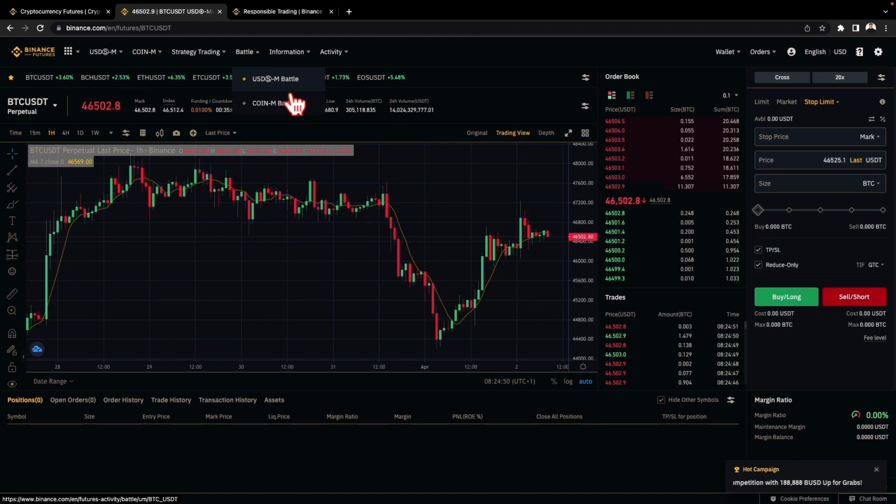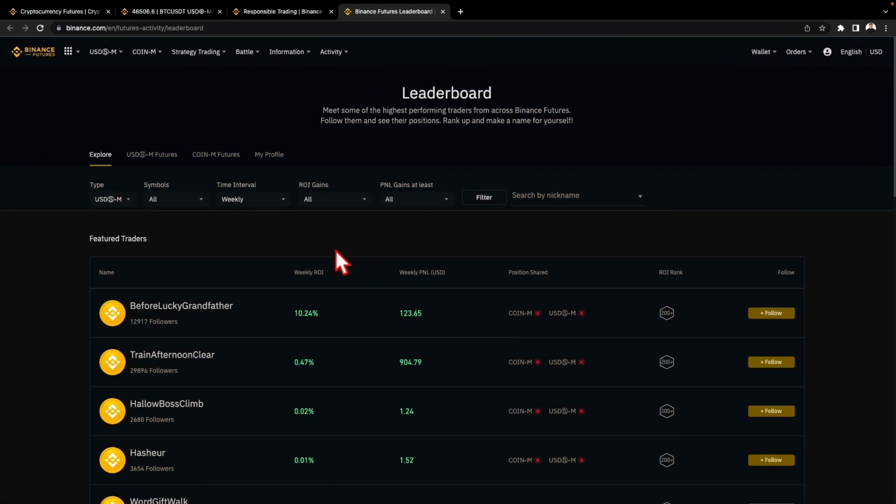In this case, you're comparing with somebody, you're trying to trade against somebody, two of you are trying to do a bet to see who will win. We have information for you to get more details. And finally, we have activity that shows you the leaderboard and how to earn bonus on Binance. You can see the leaderboard here if that's your interest. It shows you the highest performing traders from across Binance Futures. Follow them and see their positions, rank up and make a name for yourself.